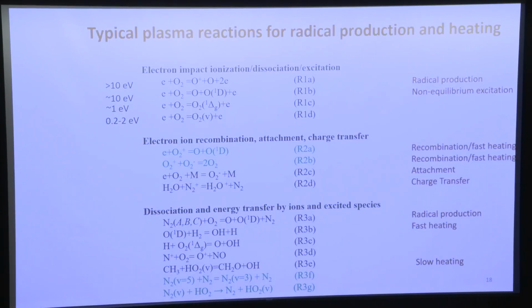And this is the reaction set we summarized before: electron impact for oxygen, electron impact, ion recombination, and all these kinds of dissociation reactions, and the fast heating and slow heating processes in a typical air plasma.